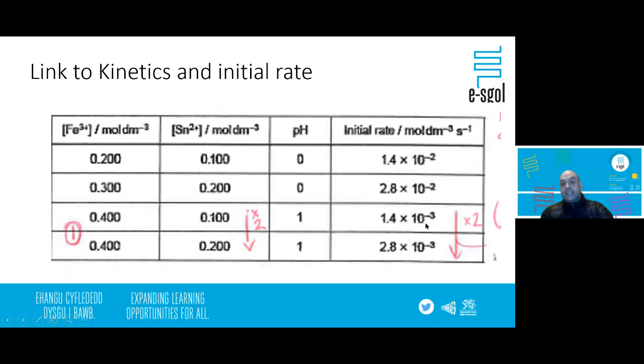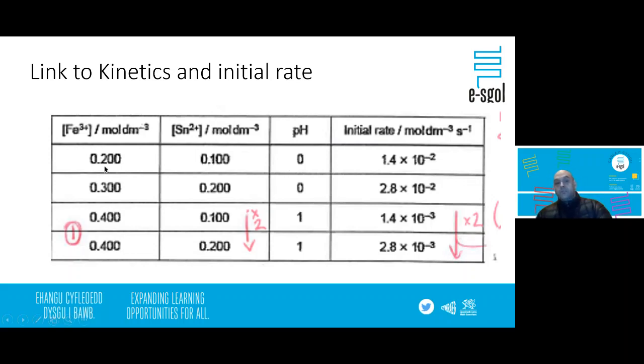So this rate is 10 times slower. And if we have a look, we can see our pH has changed by 1. So the H+ concentration has decreased by a factor of 10. And that tells me the H+ ions affect rate, and the change is proportional. So I know H+ ions are proportional to rate. Okay, so yeah, just a little thing for you there.